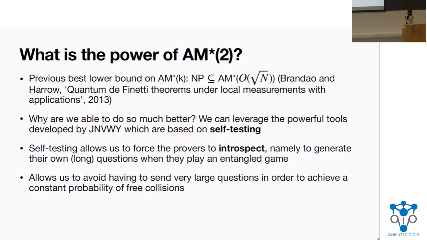It's because we can leverage the powerful tools developed by the authors of MIP star equals RE, which are based on self-testing. Self-testing allows us to force the provers to introspect, which is terminology developed by these authors, and basically means that they can generate their own long questions when they play an entangled game. We can force them to do that using self-testing, which allows us to avoid having to send very long questions in order to achieve a constant probability of collisions, which was the problem we had before when trying to simulate MIP protocols in AM2.